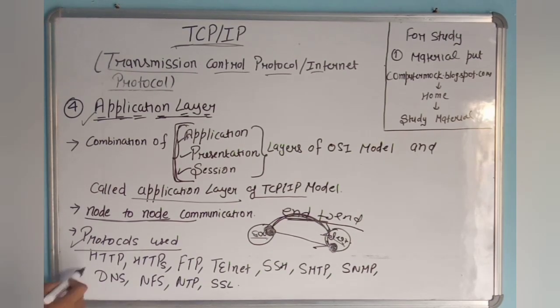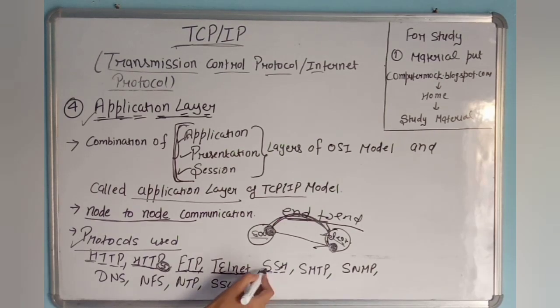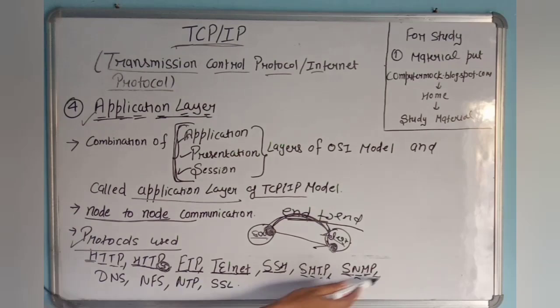The protocols that are used in this layer are HTTP, the hypertext transfer protocol. HTTPS means HTTP secure. FTP means file transfer protocol. Telnet means telecommunication network. SSH means secure shell. SMTP means simple mail transfer protocol. SNMP means simple network management protocol.